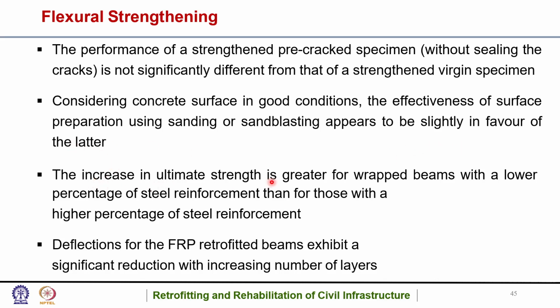The increase in ultimate strength is greater for wrap beams with a lower percentage of steel reinforcement than for those with a higher percentage of steel reinforcement, and the deflections for the FRP retrofitted beams exhibit a significant reduction with increasing number of layers. Okay, so that is also quite obvious. So more is the number of layers, lesser is the deflection for the FRP retrofitted beams.